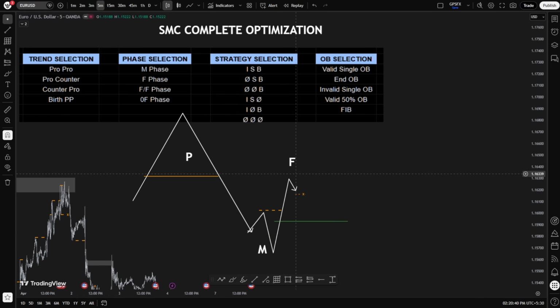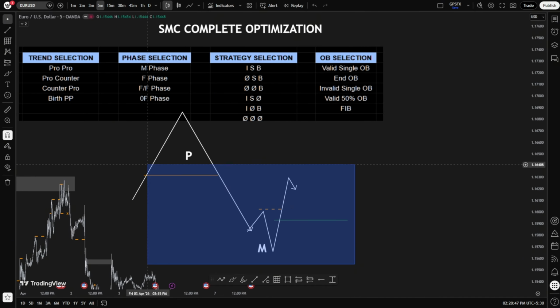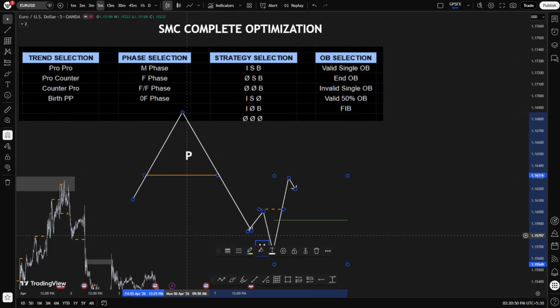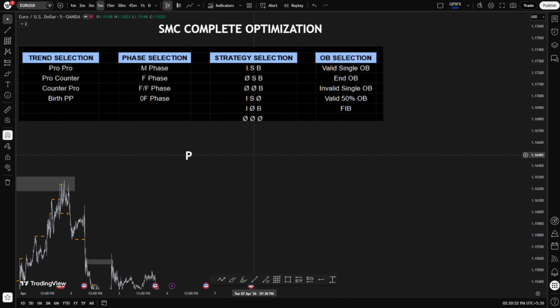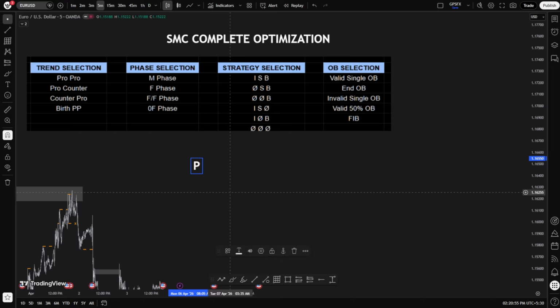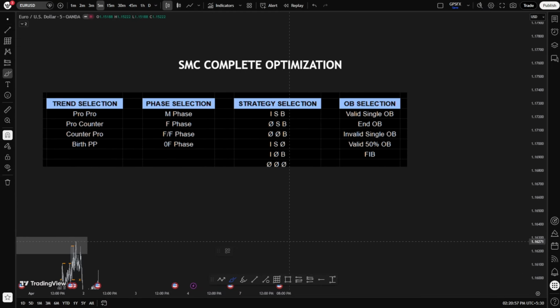It's all good. Now, let's go to the strategy selection. So guys, this is basically a set of confluences, right? As you can see, there are 3 confluences right here. Let me just zoom in. If you guys see, there are 3 confluences right here, right?